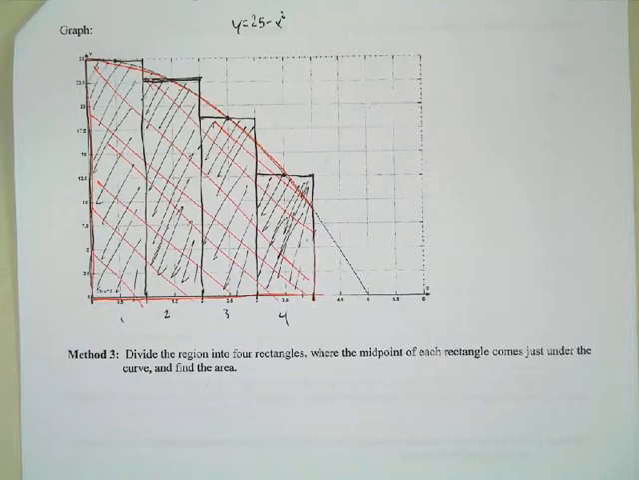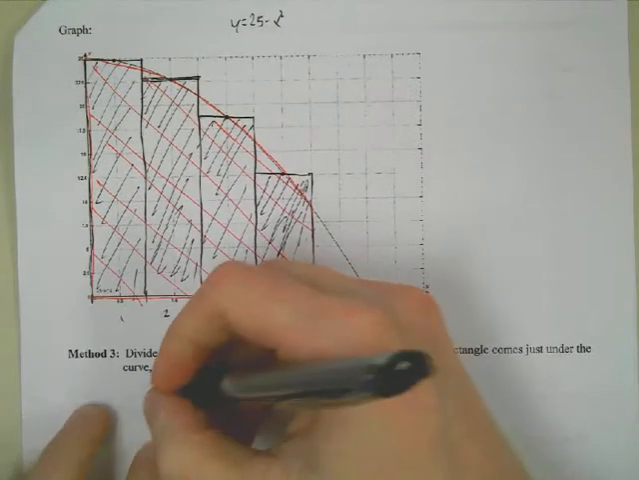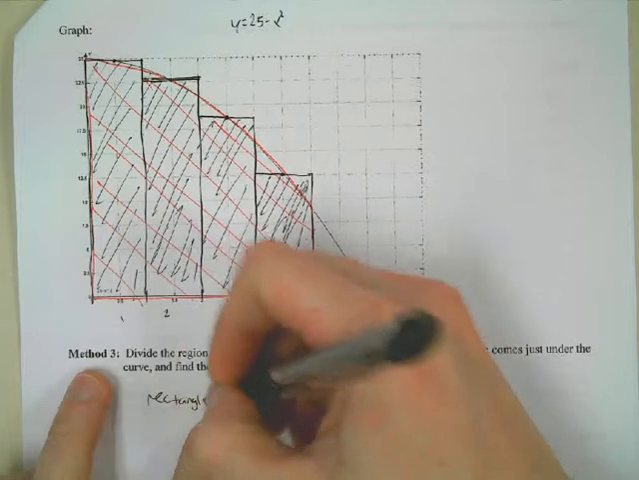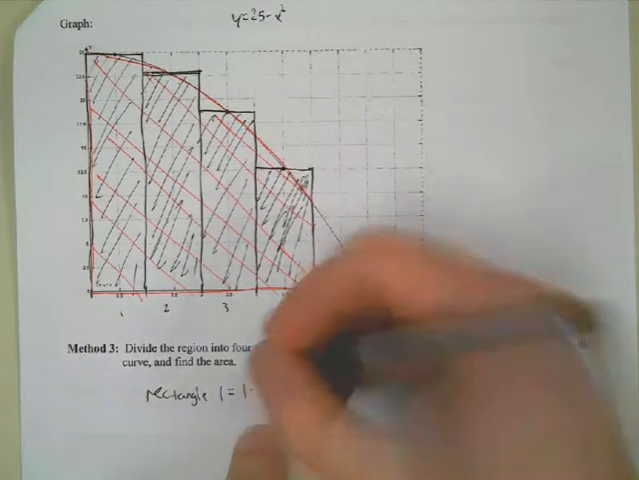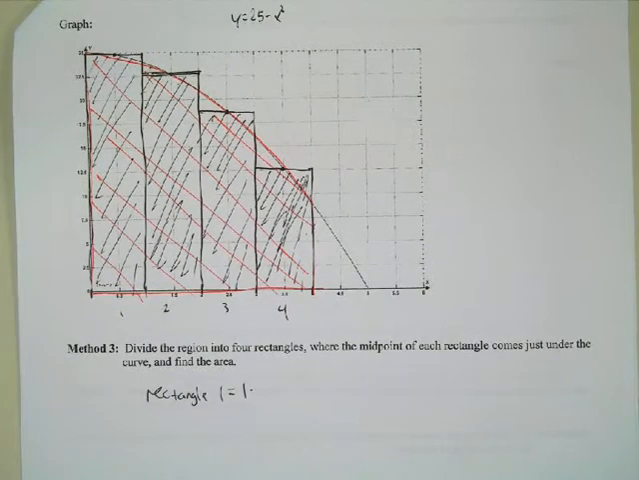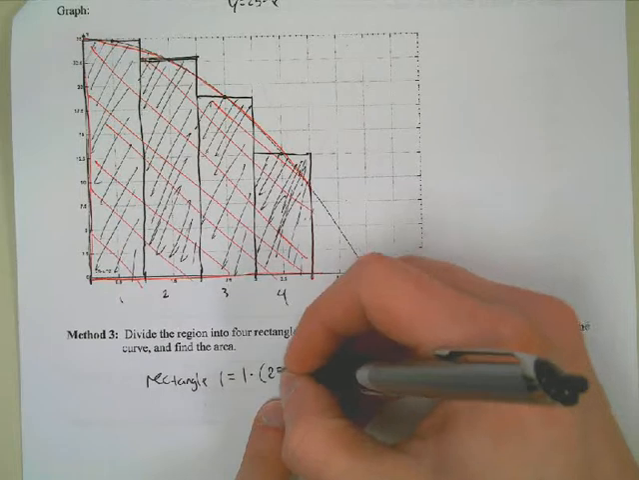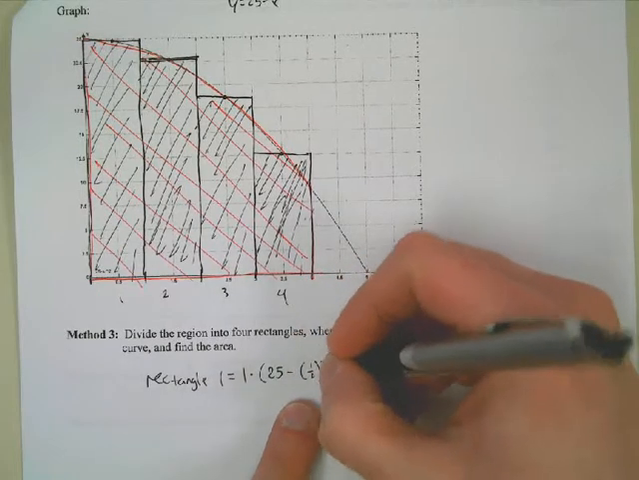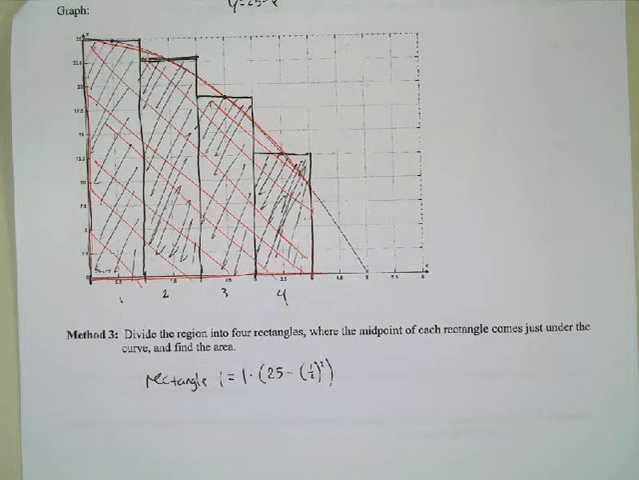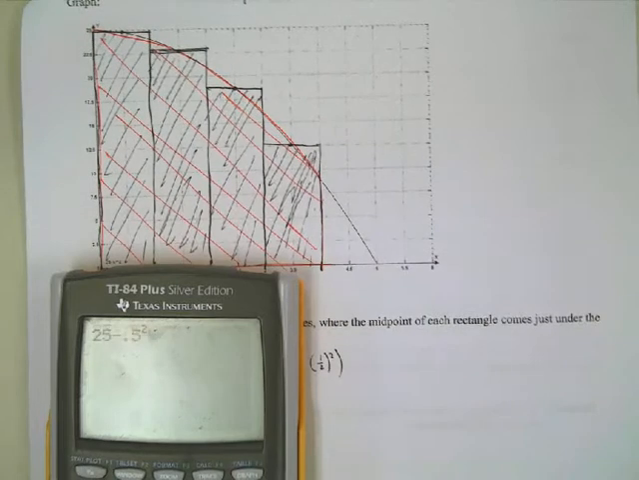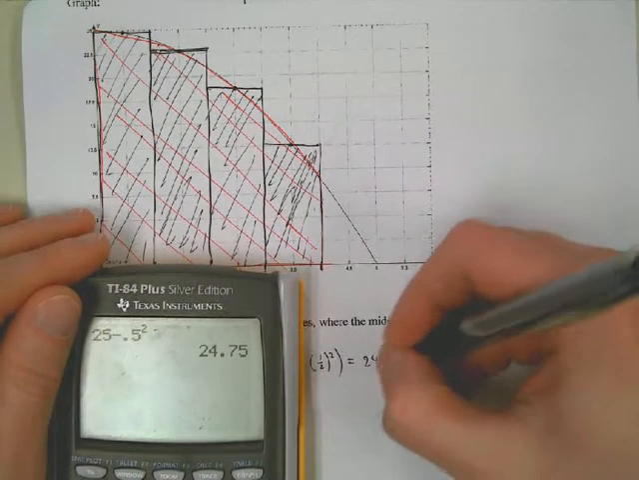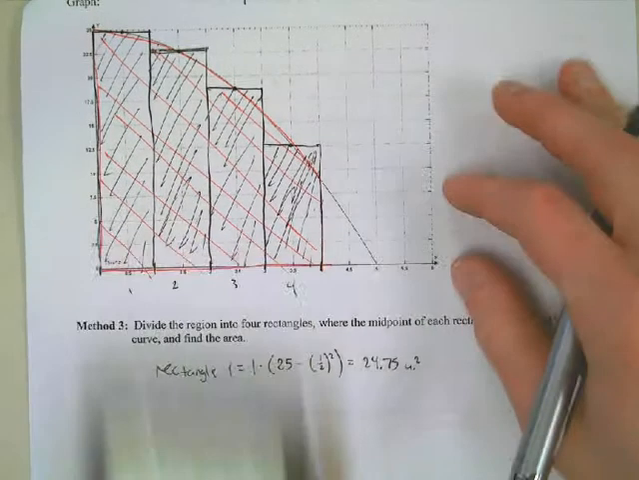So now we want to find the area of these rectangles. Rectangle 1. Well, what's the width of that first rectangle? Still 1. What's the height of that rectangle, though? Yeah, it's 25 minus 1/2 squared. So we could just use our calculator if we wanted to. So 25 minus 0.5 squared is 24.75 units squared.